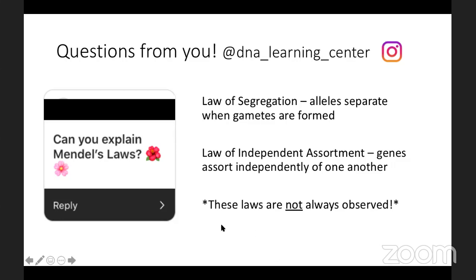And then importantly, these laws are not always observed. So we now know that there are genes that are linked because they're so close to each other on the chromosome. And so it's important to know that, back in the day when Mendel was doing these experiments, we didn't have a lot of the technology or capability to understand what's going on at a molecular level. And so these laws are not always observed.